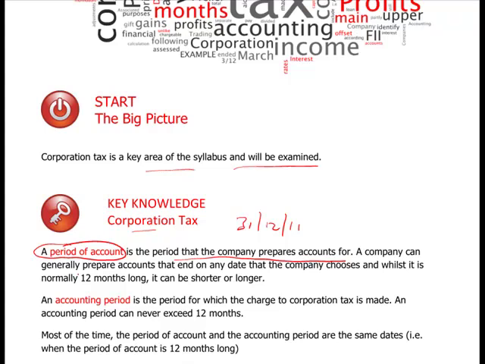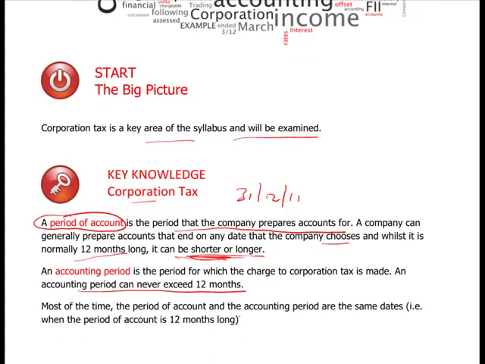A company can generally prepare accounts for any date it chooses, and whilst it's normally 12 months, it can be shorter or longer. That's the way to remember it. So a period of account can be shorter or longer. An accounting period is the period for which the charge to corporation tax is made. An accounting period can never exceed 12 months. Okay? Has to be 12 months or lower. Never be more. Most of the time, the period of accounts and the accounting period are the same dates.